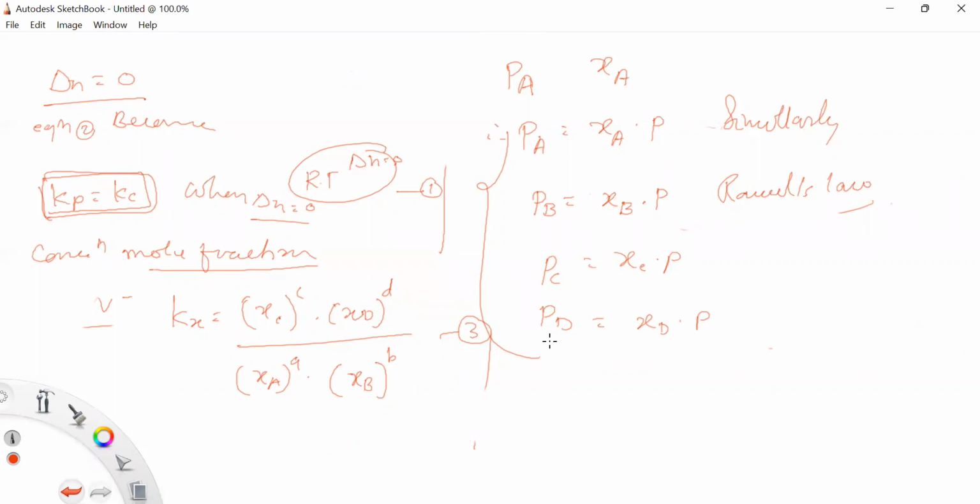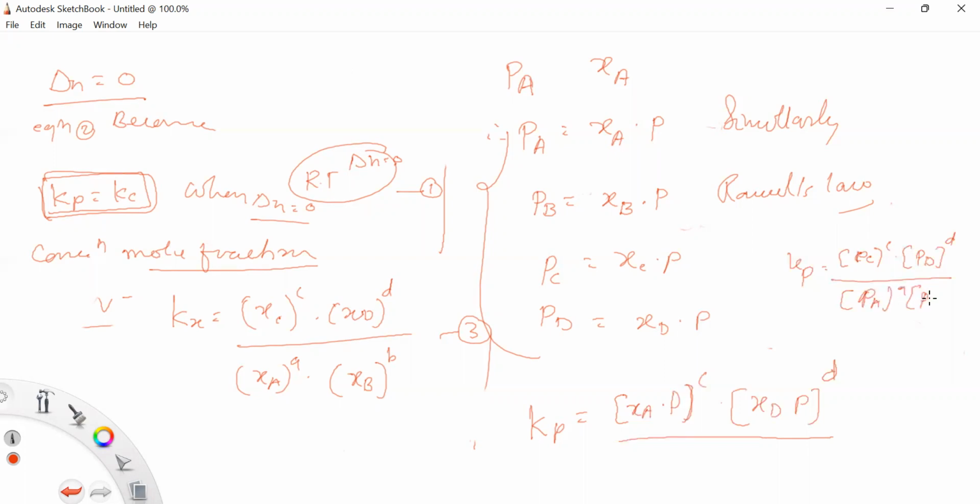In equation number 1, if we put these values: equation number 1 is Kp is equal to PC raised to power c into PD raised to power d, upon PA raised to power a into PB raised to power b. So we write XC into P raised to power c into XD into P raised to power d, because PC, PD and PA, PB are replaced with these.